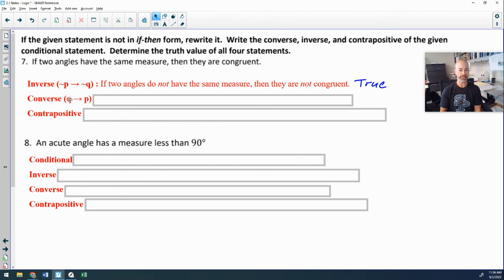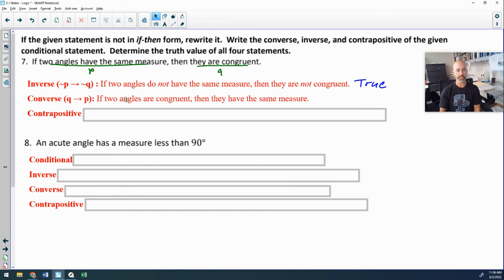Okay, the converse is where you flip the P and the Q. So converse would be if Q, then P. So my P and Q up here, P was two angles have the same measure. Q was they are congruent. So we now need to flip that. If two angles are congruent, then they have the same measure. And that is also a true statement.